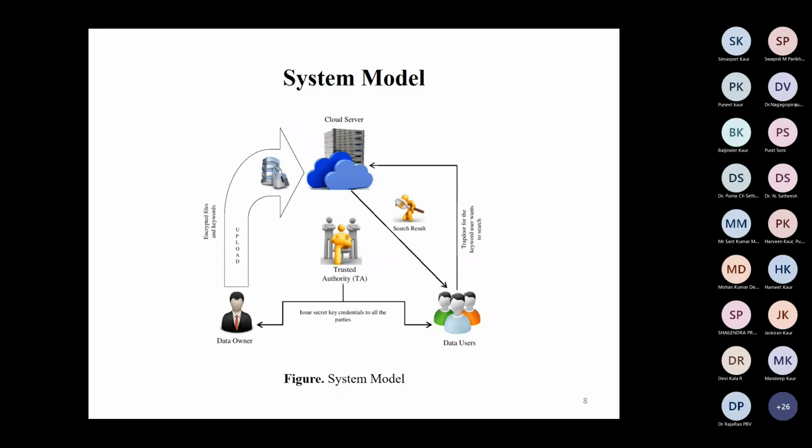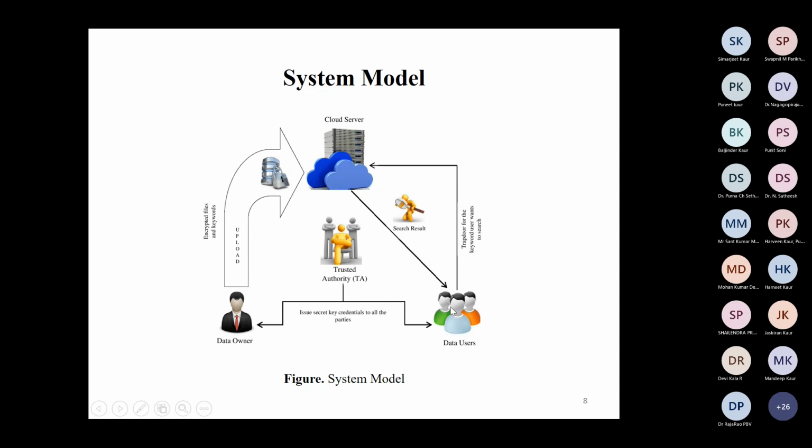In general, in any searchable encryption scheme, there are four parties involved. One is the trusted authority, which issues all the credentials to all the parties, the data owner and the data user. The data owner is the one who wants to share his or her data with other users, and he encrypts the data and the keywords and uploads them to the cloud server.